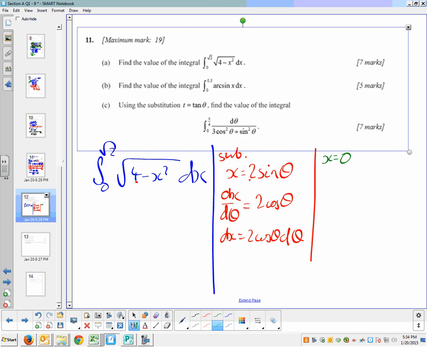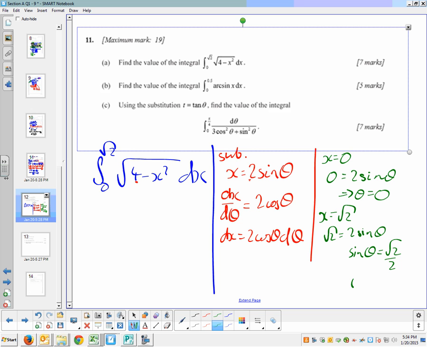When x is 0, we get 0 equals 2 sine theta, which means theta is 0. That's one of our limits. And when x is root 2, we get root 2 equals 2 sine theta. So sine theta is root 2 over 2, which means theta is pi by 4, not 45 degrees. You've got to work in radians when you're doing calculus.